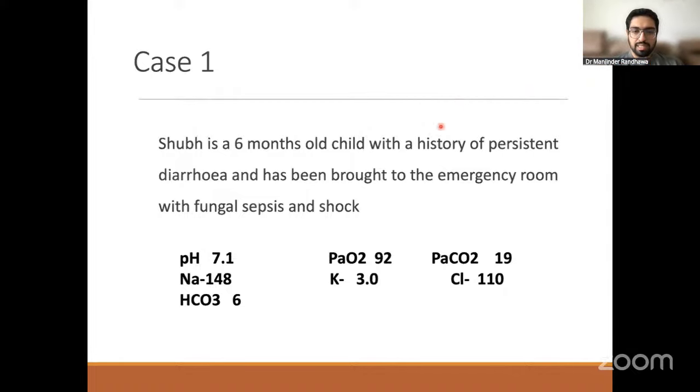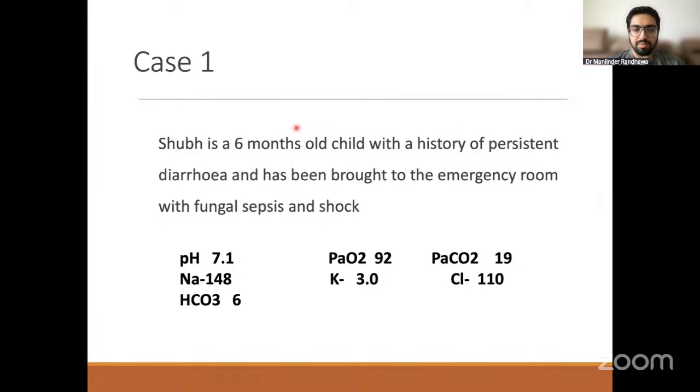All right. So let's start with the first case. You have a 6-month-old child who has a history of persistent diarrhea. So he has had diarrhea for a long period of time. And now he's brought to the emergency room with fungal sepsis and shock.